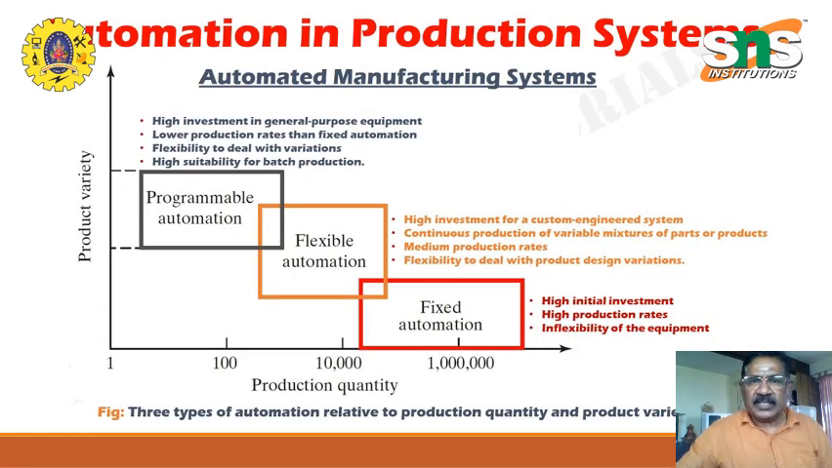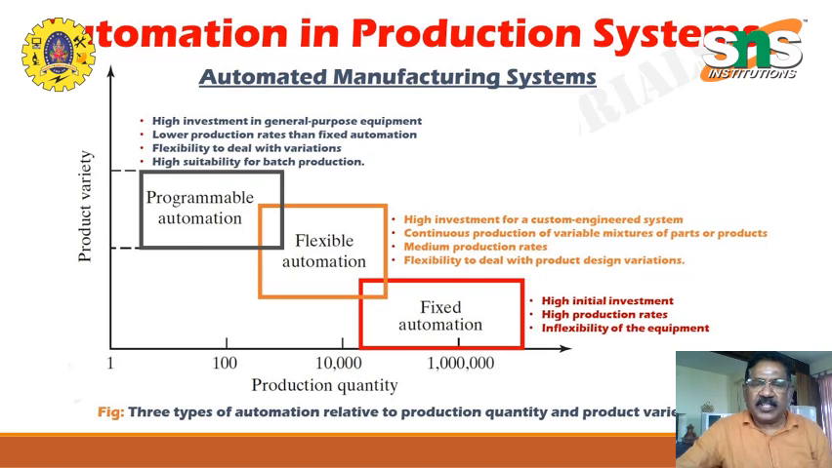Now, for the automation process in the production system, there is an overlap, so to distinguish what happens where: if it is highly programmable automation, the product variety is very high and the quantity is quite less. The flexible automation has high investment in custom engineered systems, but the product variety is lower and the cost is slightly higher than the programmable one.